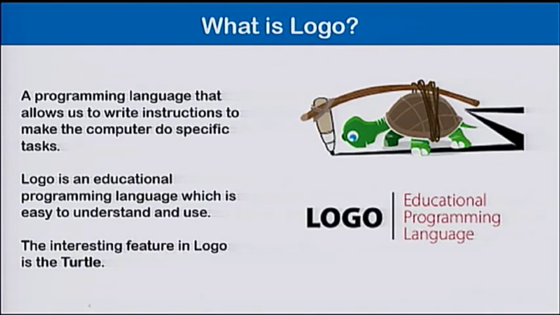What is logo? Logo is a programming language that allows us to write instructions to make the computer do specific tasks. Logo is an educational programming language which is easy to understand and use. It is a good starting point for a programmer. The interesting feature in logo is the turtle. The turtle is a cursor which you can move on the playground, rotate, and you can even make it float above the playground. You will need to learn how to write specific commands to make the turtle do all these things.